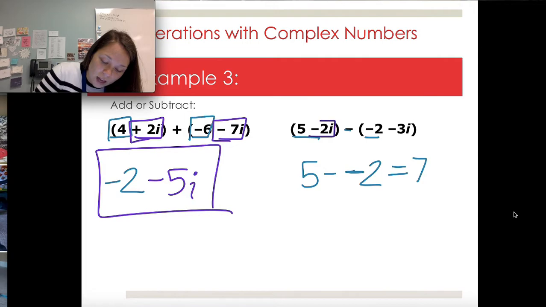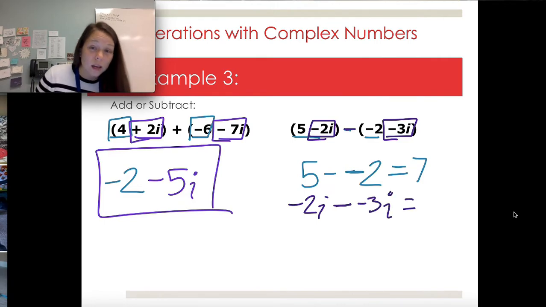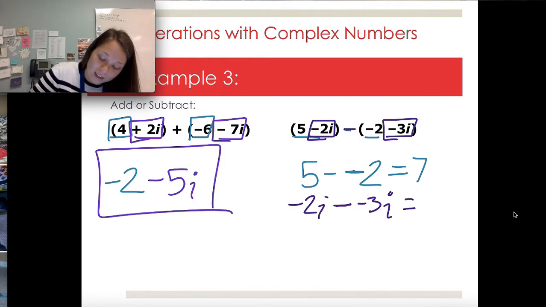Then we have -2i minus -3i. Again, we end up with a double negative here. -2i minus -3i is like adding the 3i, which gives us 1i, or just i. So our final answer then would be 7 plus i.